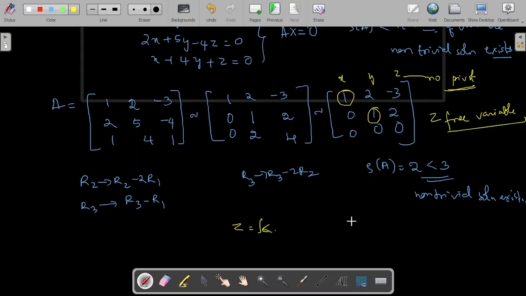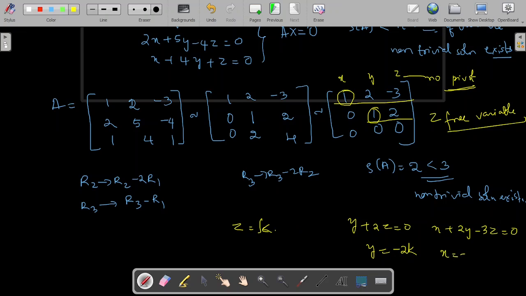Then you will get the equations y plus 2z equal to 0, and x plus 2y minus 3z equal to 0. Corresponding to the first row, this is the equation. Corresponding to the second row, this is the equation. The third row is free variable. Z is free. So y equal to minus 2k you will get, because I have taken z as k.